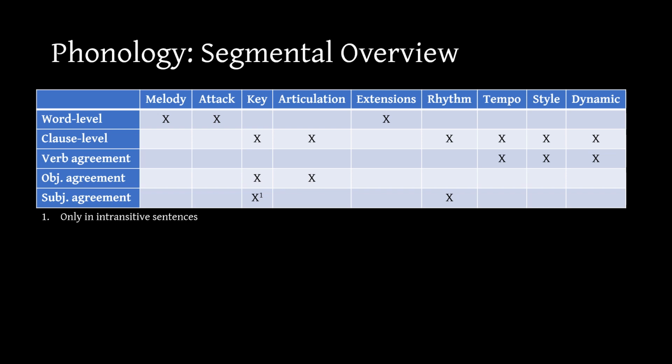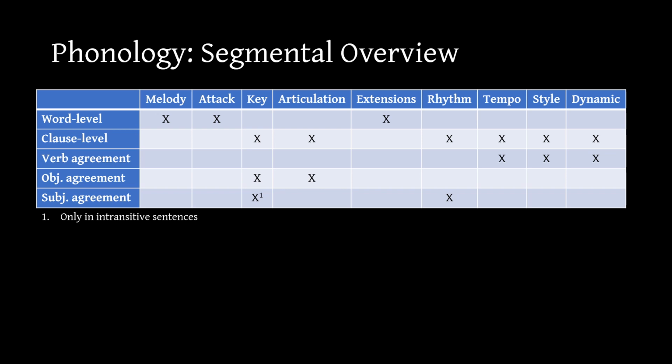As you can see, the different features have a very complicated agreement system. So as you can see here, melody, every word has its own melody, and that doesn't affect other words, but every word also has its own key, and key does affect other words. As you can see there, it affects the entire clause. Same with articulation and rhythm. And then tempo, style, and dynamic, well, those aren't inherent to nouns, those are inherent to verbs. So you can see, not only do you have to agree the entire sentence to the noun that you're working with, but also you have to agree the entire sentence to the verb.